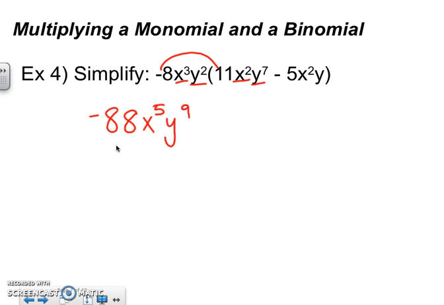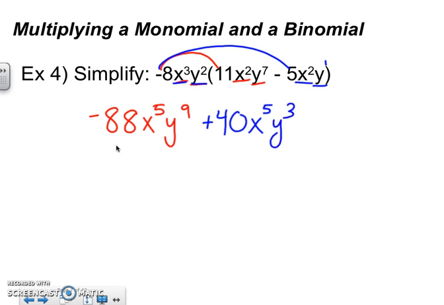All right? I'm going to move on to my next term and do negative 8 times negative 5 and get a positive 40. I have x cubed and x squared, which is x to the 5th. I have y squared and y to the 1st, and 2 plus 1 is 3.